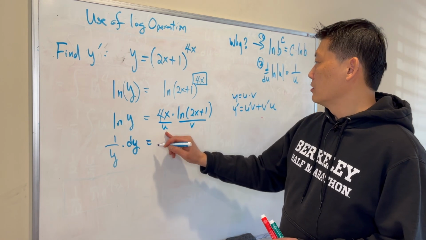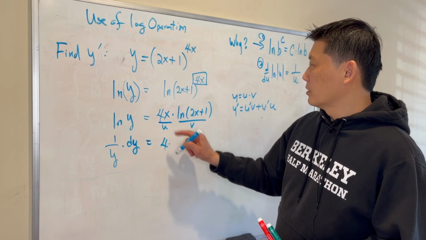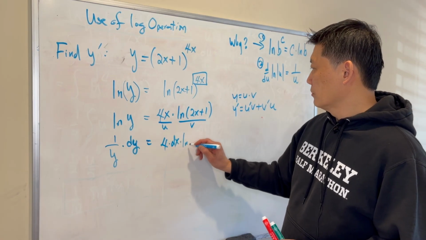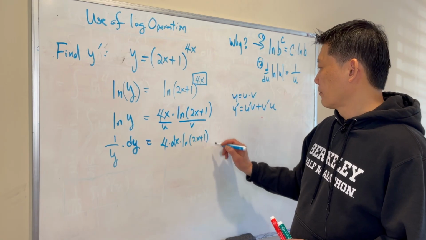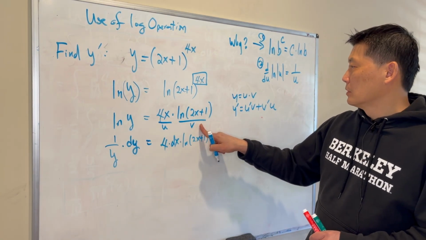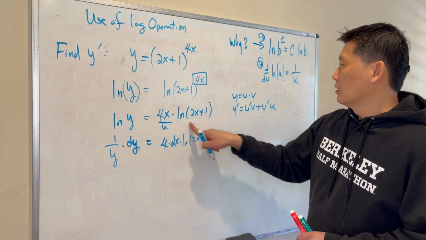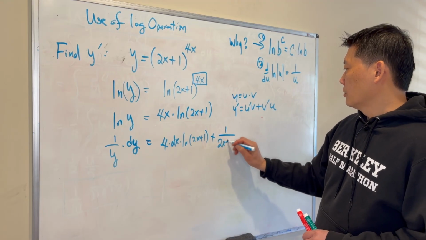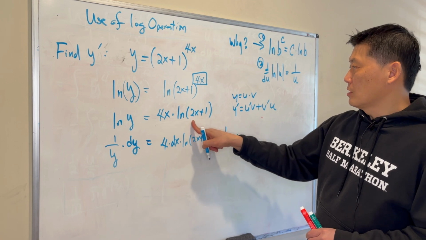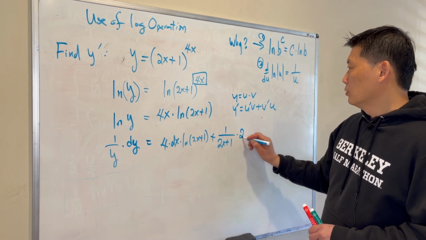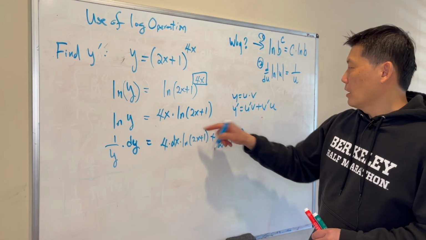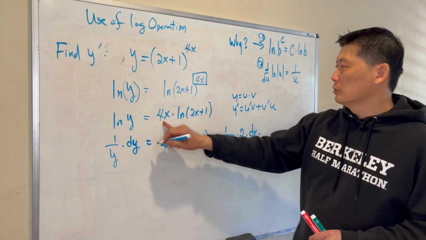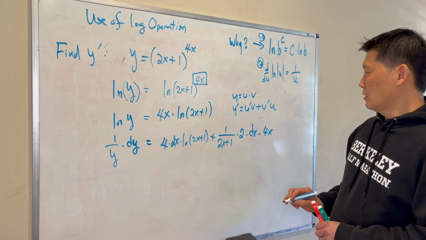So u prime v: u prime will be 4, but because it's operating on an x, it's dx, times v, straightforwardly write this out, plus v prime. v is ln(2x + 1), so its derivative is 1 over 2x + 1. But remember the chain rule: there's a function inside, the derivative is 2, and it's operating on the x, so it's dx, and then times u, v prime u, so u is 4x, so 4x is right here.